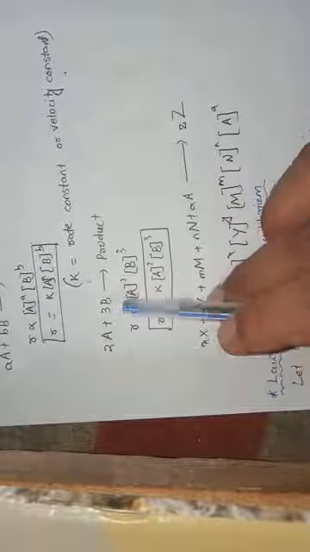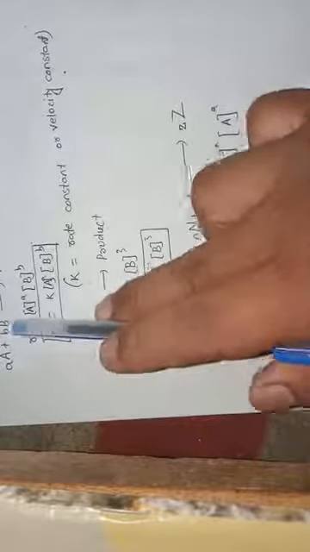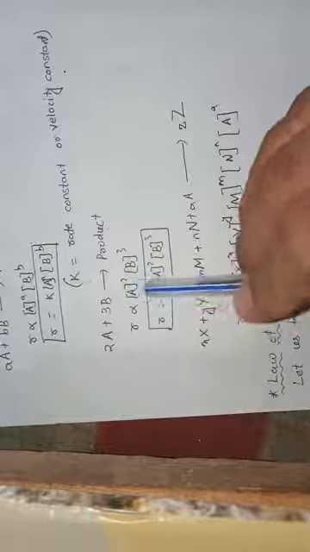Let us consider an example: 2A plus 3B tends to product. Here small a is equal to 2 and small b is equal to 3. So R is equal to K, [A] to the power 2, [B] to the power 3.